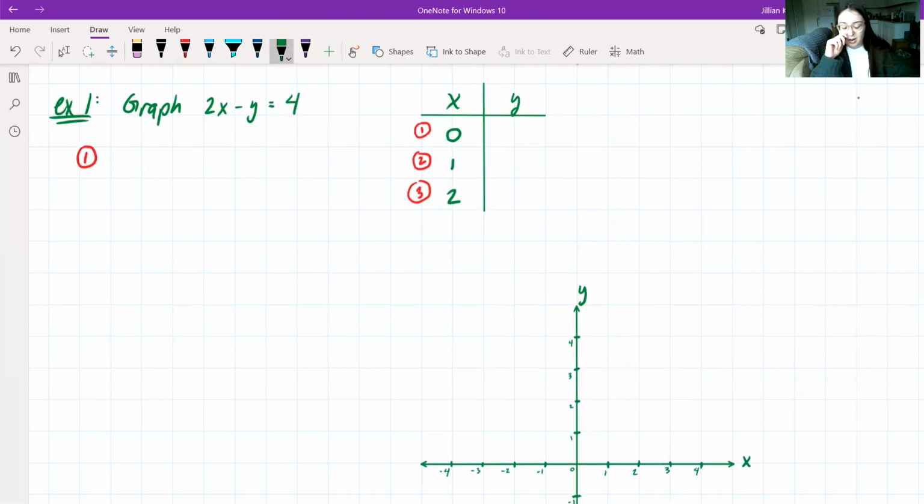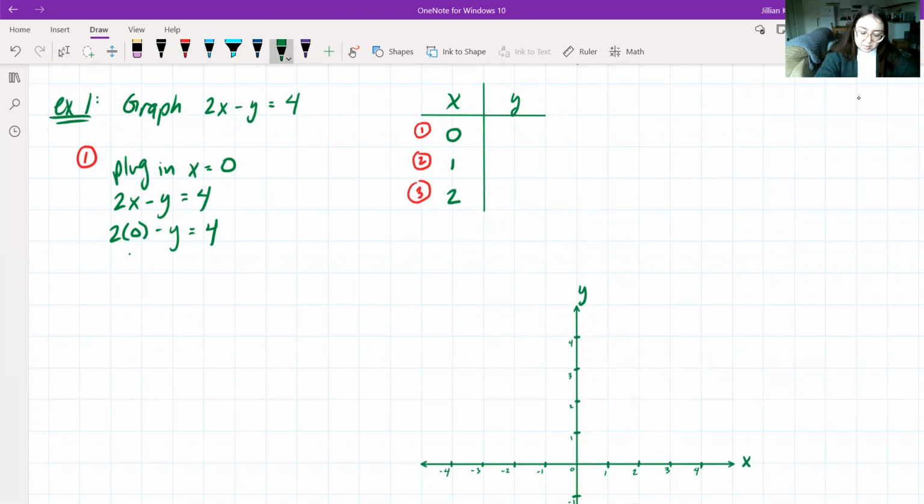So starting with our first x value, we're saying that x is equal to 0. And remember, we're going to plug this into our original equation. So in our equation, 2x minus y is equal to 4, we're plugging in x equals 0. So we have 2 times 0 minus y is equal to 4. Well, 2 times 0 is just going to be 0.